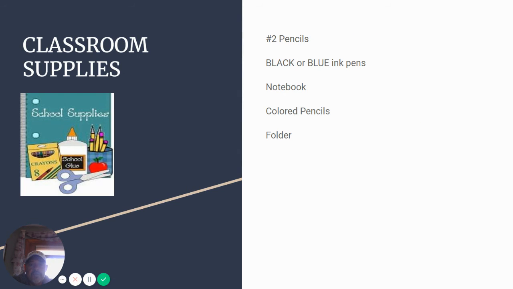Classroom supplies: number 2 pencil, black or blue ink pens. I don't allow purple, green ink, that type of stuff. Okay, black or blue. You'll need a notebook. It's always good to have a set of colored pencils in my classroom. We do a lot of map work and stuff, and if you have your own pencils, they last a lot longer than my classroom sets. They get worn out pretty easily. And a folder for my class, maybe even 2.